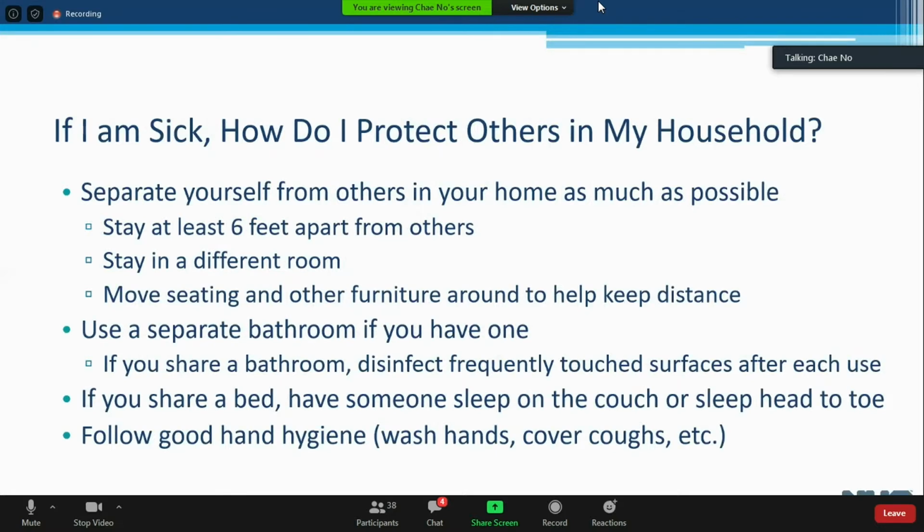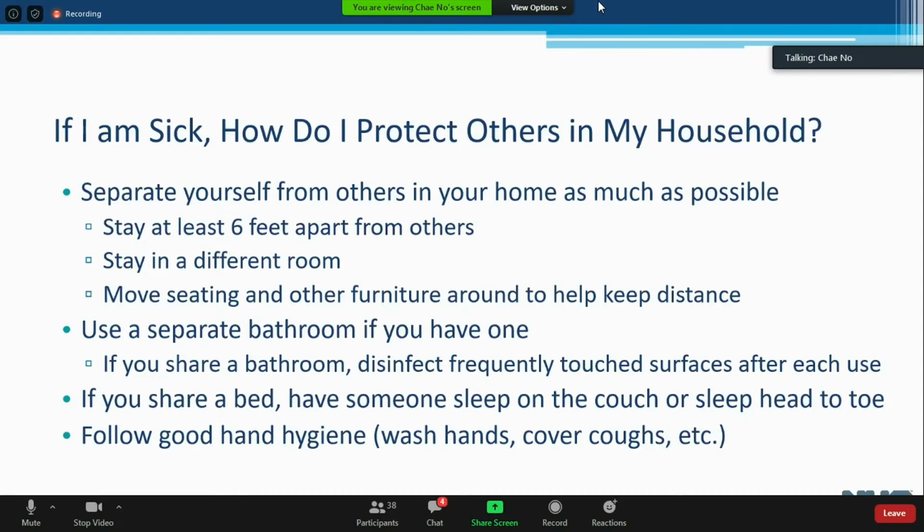If you're sick and you have other people living with you, separate yourself as much as possible. Stay at least 6 feet apart from others. Stay in a different room. Move seating and other furniture around to keep distance. If you have a separate bathroom, use it. If you share a bathroom, disinfect frequently touched surfaces after each use.